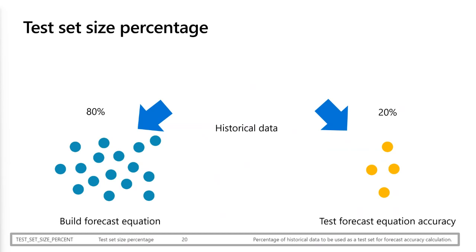Overall, 20% is a good value to start with for our test set size percentage. You want to make sure that you use enough data to get a good MAPE measurement, but you also want to make sure that the forecast model has enough data to generate a good forecast. Additionally, bigger values in this parameter could have a forecast performance impact.